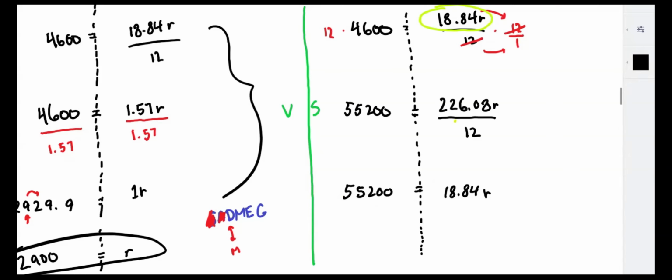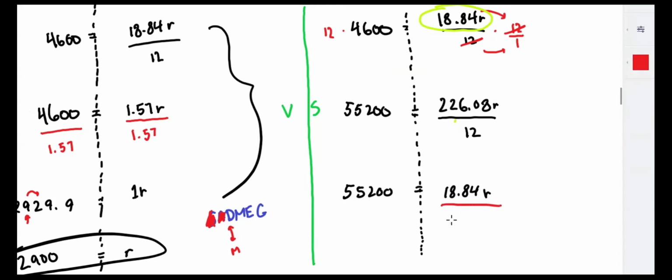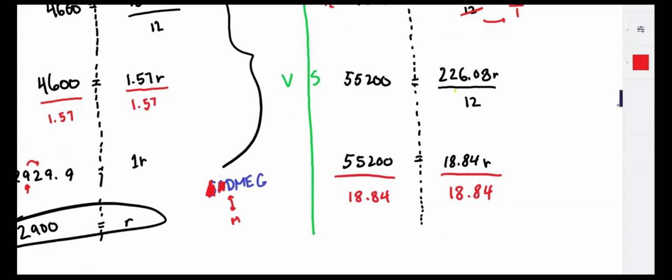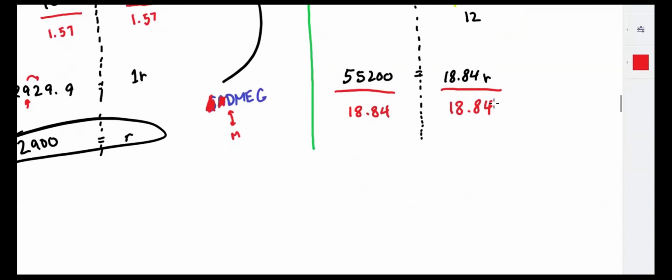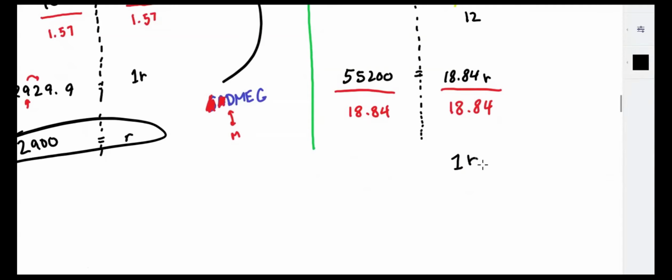So at this point, we get down to basically the same thing we were at right here, where we had a number being multiplied by r, and we divided both sides by that to get a single r. It's going to be the same thing over here. I have 18.84 being multiplied by r. The opposite of multiplication is division. I will divide that out. 18.84 divided by 18.84 is just 1, so I get just 1 r.